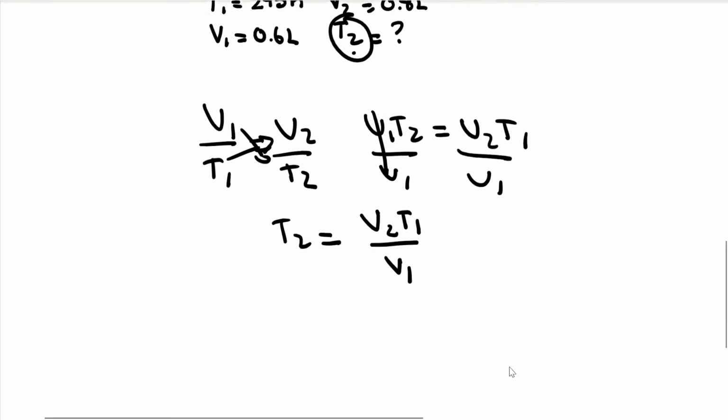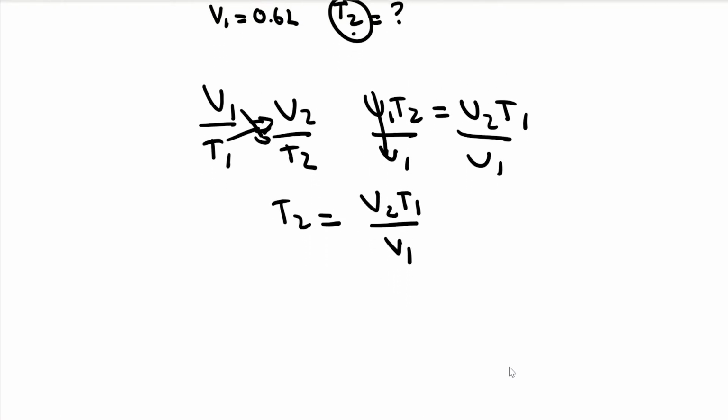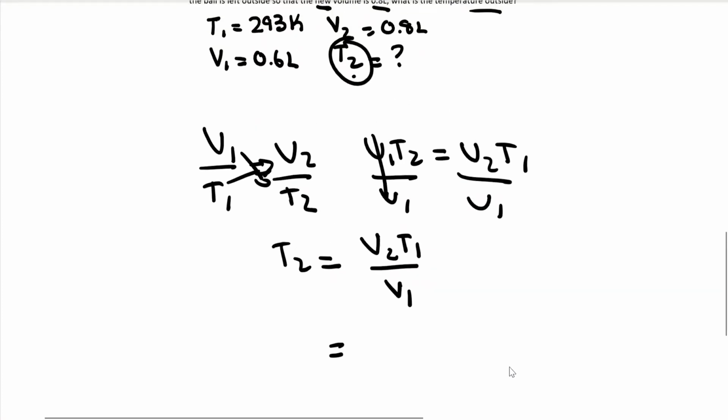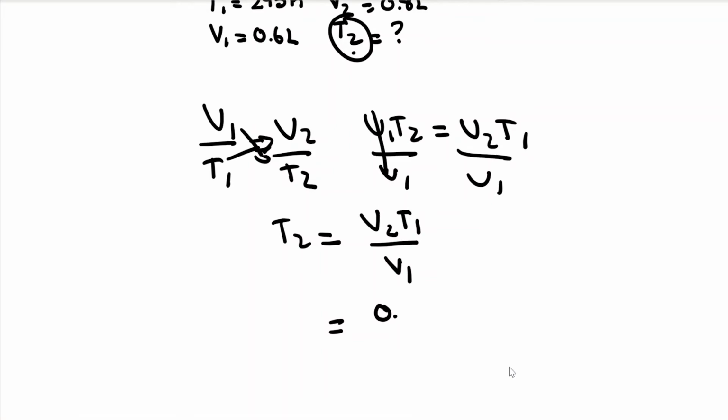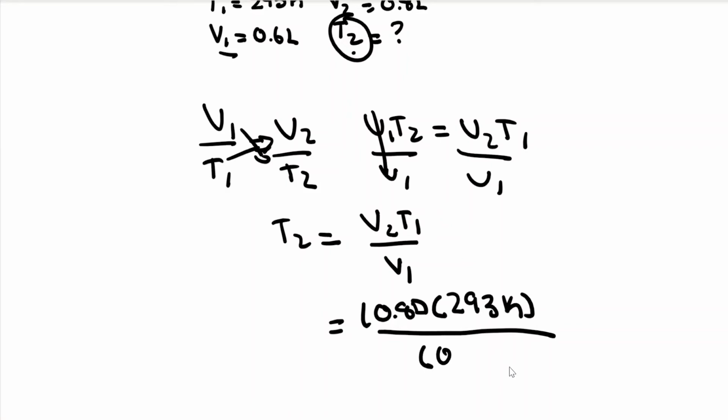Now it's just a matter of substituting in numbers, which we love doing. So it's going to equal V2, and our value for V2 is 0.8 liters. Just make sure you put in the right value for the subscripts. It does get confusing at times, and it may result in a wrong answer. So double check that you're putting in the right one, like when it comes to V2 versus V1. And then temperature, 293 kelvins, over V1, which is equal to 0.6 liters.